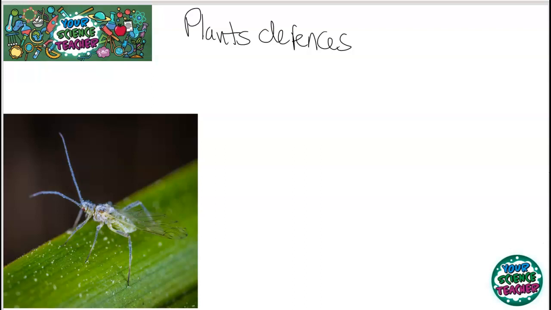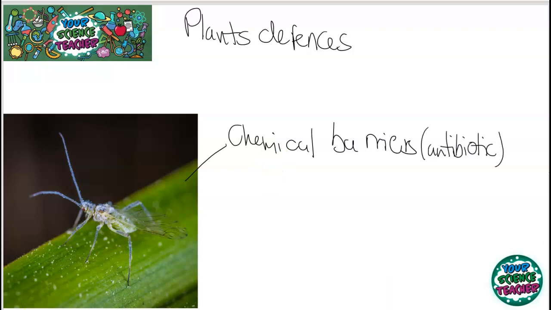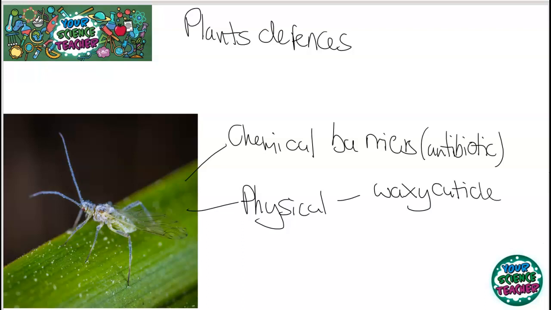Plants' defences have actually been found to be more complex than what was recently thought. In fact, some plants produce chemical barriers very similar to antibiotics, which will kill bacteria and pathogens trying to enter. As well as chemical barriers, they also have some physical barriers as well. Think about that waxy cuticle layer that's hard for microorganisms to break through, such as bacteria, and also the cellulose layer that's also hard to break through.